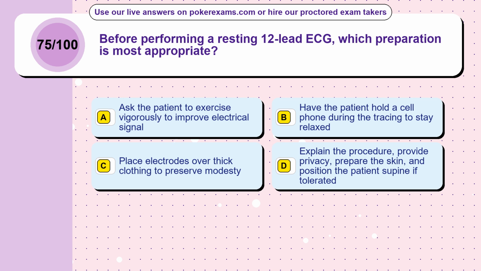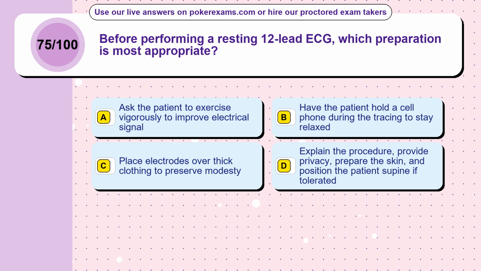Question 75. Before performing a resting 12-lead ECG, which preparation is most appropriate? Option A. Ask the patient to exercise vigorously to improve electrical signal. Option B. Have the patient hold a cell phone during the tracing to stay relaxed.